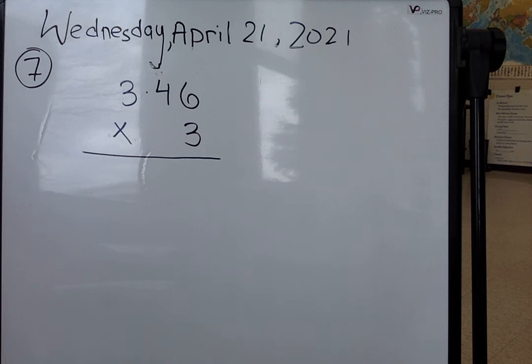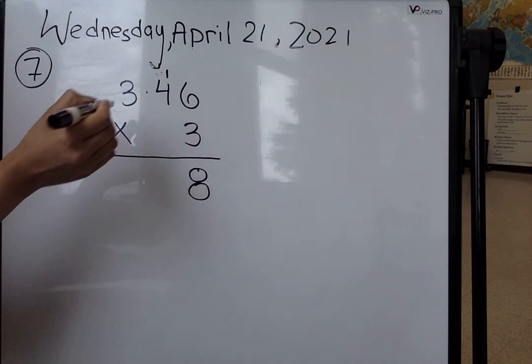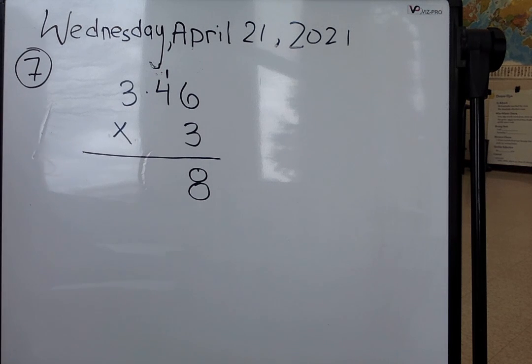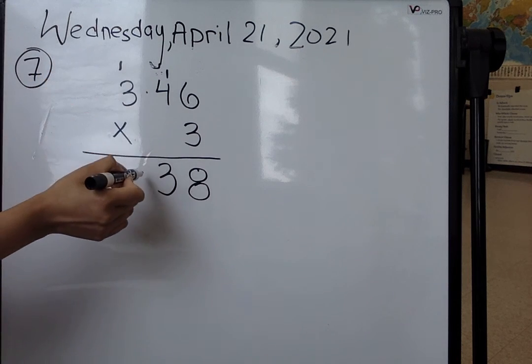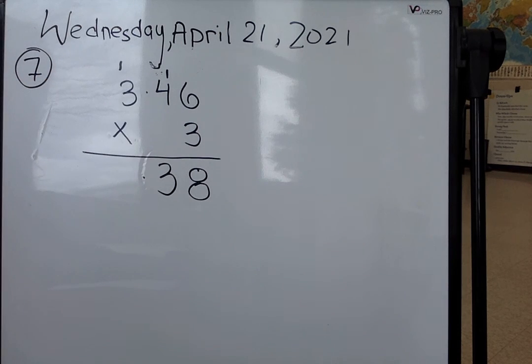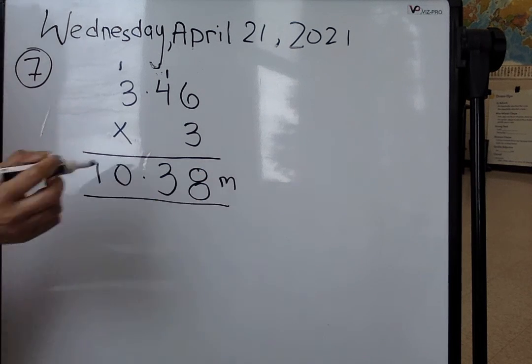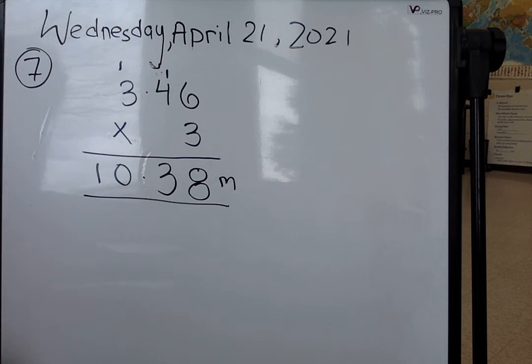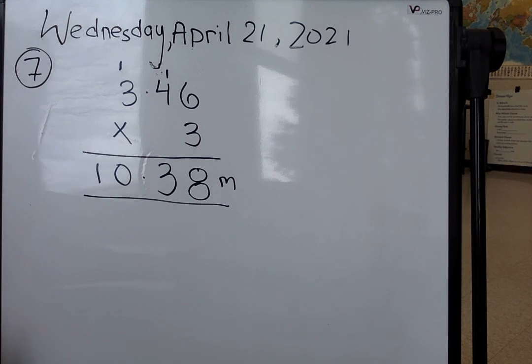So 3 times 6 gives me what? 18. Then I take 1 at the top. 3 times 4 gives me 12 plus 1, which would make it 13. Then I carry it over. 3 times 3 gives me 9 plus 1, 10. Right? So 10.38 meters is what she used for her bedroom space only.